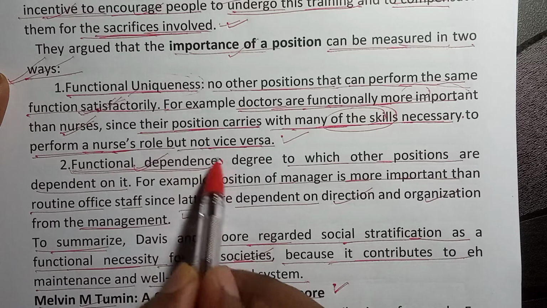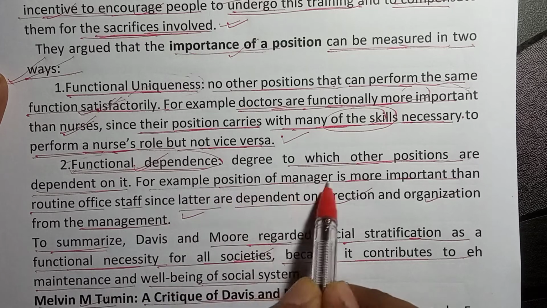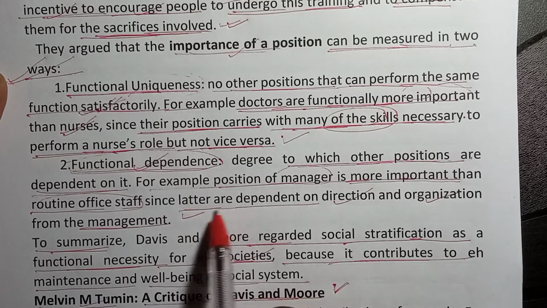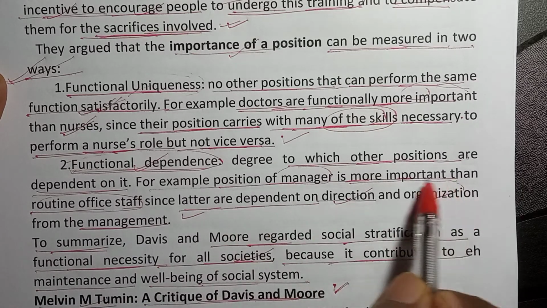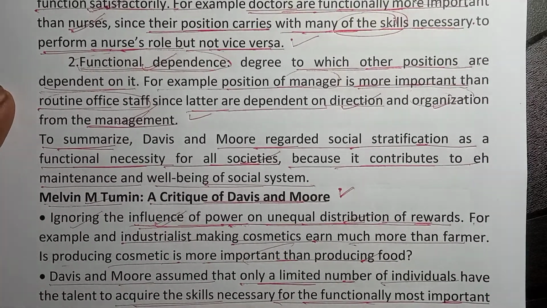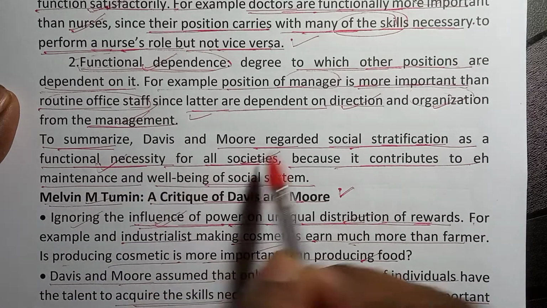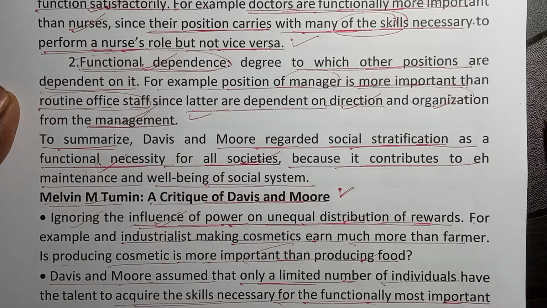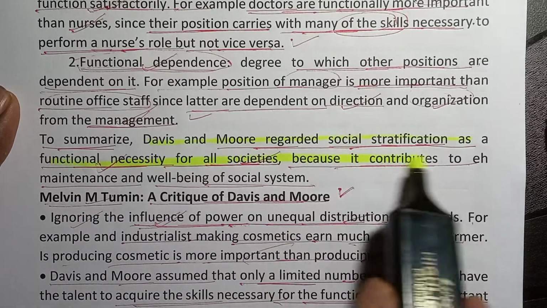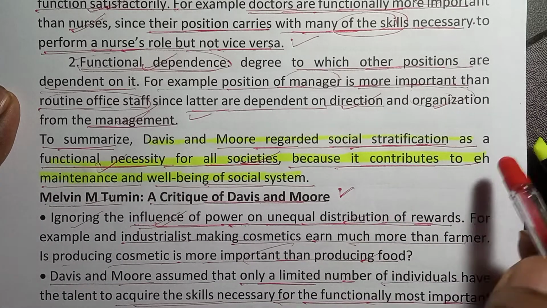The second point is functional dependence, the degree to which other positions are dependent on it. For example, the position of manager is more important than routine office staff, since the latter are dependent on direction and organization from the management. To summarize, Davis and Murray regarded social stratification as a functional necessity for all societies, because it contributes to the maintenance and well-being of the social system.